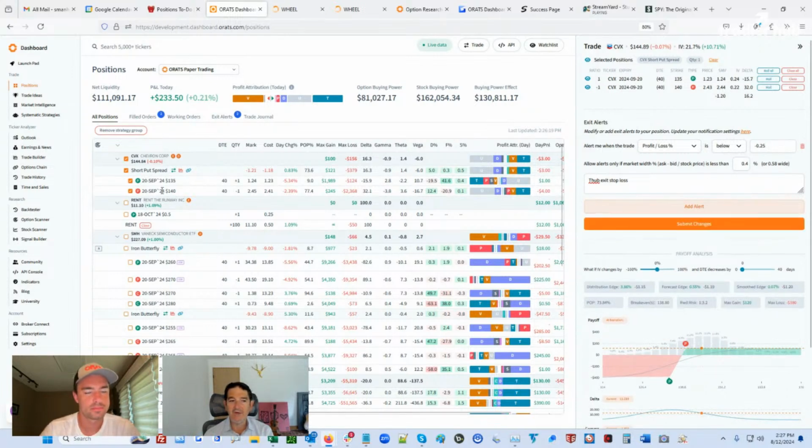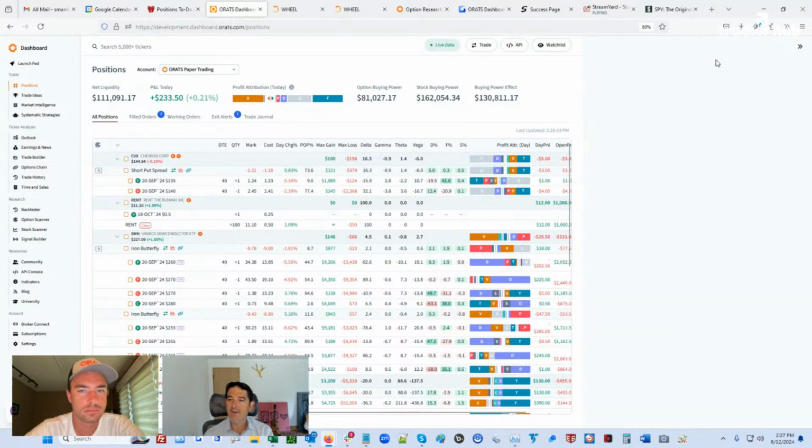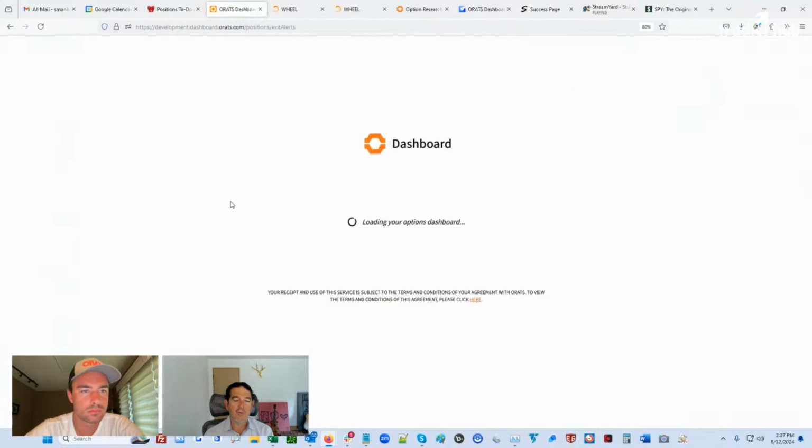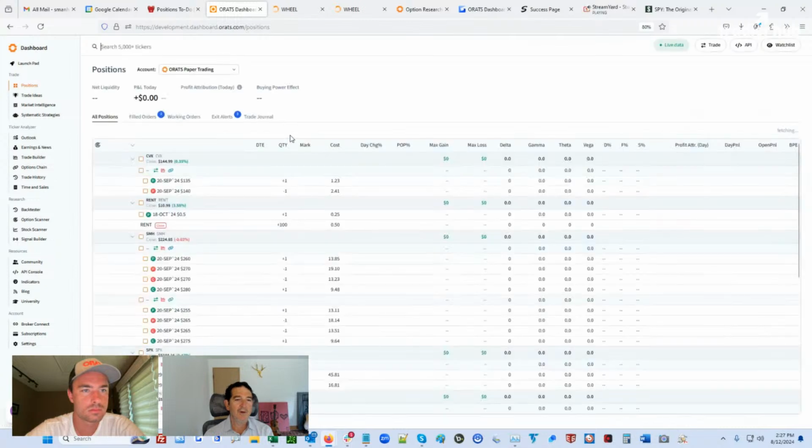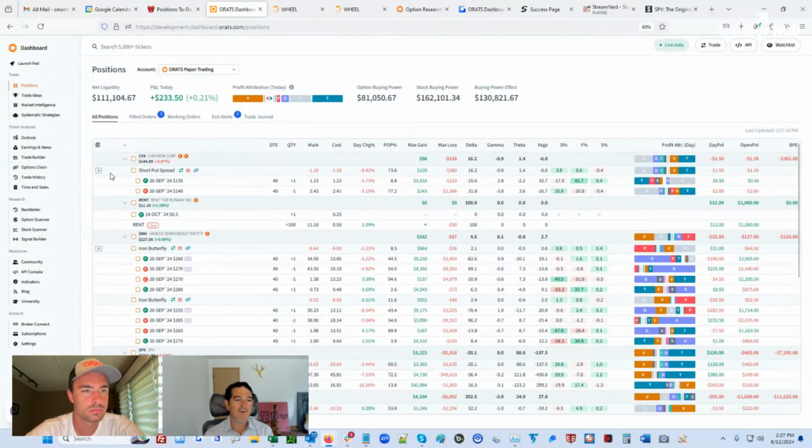Now when I press submit changes, you should see the alert there, and then the alerts will show up in our exit alerts. And then we'll see that it's 25%, and we put a note that it's for the Tradier Hub.